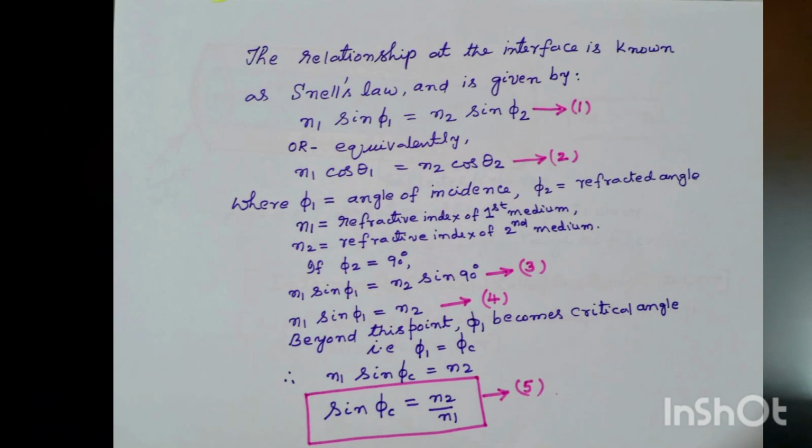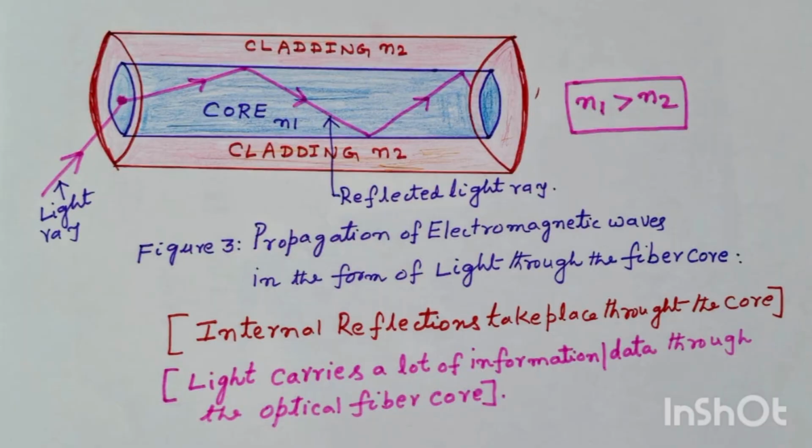If phi 2 is equal to 90 degrees, sin 90 degrees is equal to 1. Therefore, the above equation becomes N1 sin phi 1 is equal to N2. Beyond this point, that is, when phi 1 becomes the critical angle, phi 1 is equal to phi c. Therefore, 1 sin phi c is equal to N2, and finally, sin phi c is equal to N2 by N1. If you follow this equation, total internal reflection is satisfied, and then the light is propagated through the fiber core by means of multiple internal reflections.